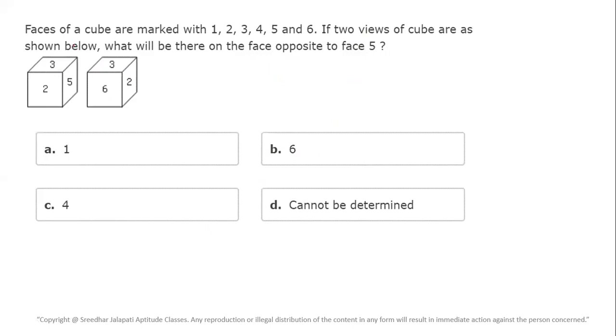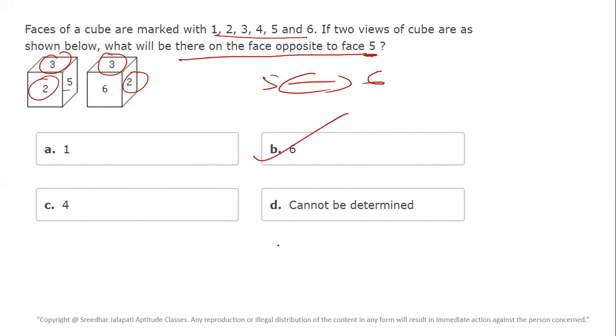Next question. If the faces of a cube are marked with the numbers 1, 2, 3, 4, 5, 6, if two views of this cube are as shown below, what will be there on the face opposite to 5? You are asked to find the face opposite to 5. Right. So here also you can see two elements common, 3 common, 2 common. If I ignore, so remaining 5 and 6 are opposite to each other. You're asked to find the element opposite to 5, which is 6. That's it. So answer 6.